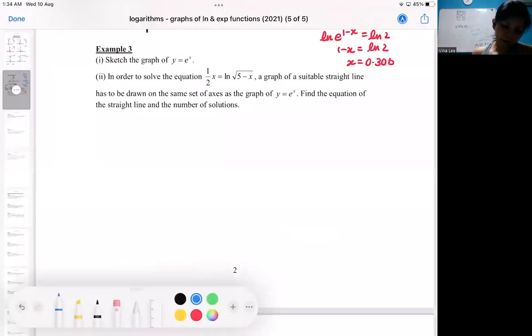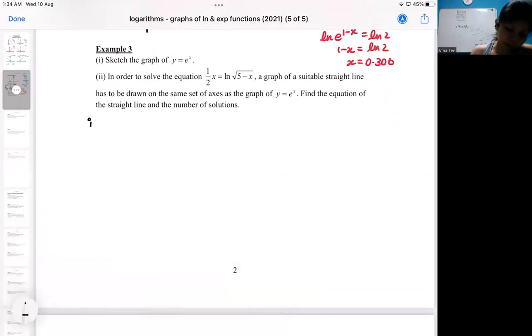Okay, a simple way that they will ask will be like, for example, here. For part 1, it's actually very easy. You just need to do a sketch of e^x. So just make sure your shape is correct, and then the intercept is correct. So there is a dotted line here.